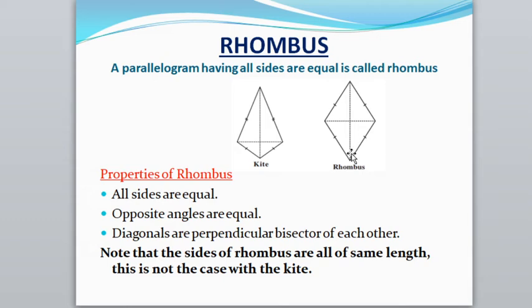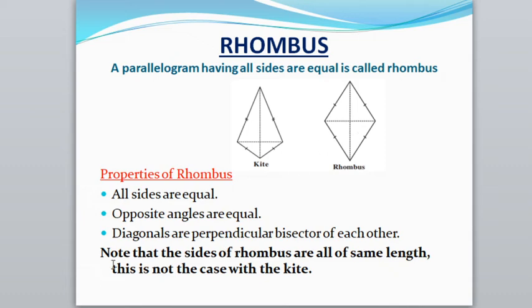These two angles are opposite, it means they are equal. These two angles are opposite, it means they both are equal. Then the next, diagonals are perpendicular bisector of each other. So here this is one diagonal, this is another, and these two diagonals are perpendicular bisector of each other.